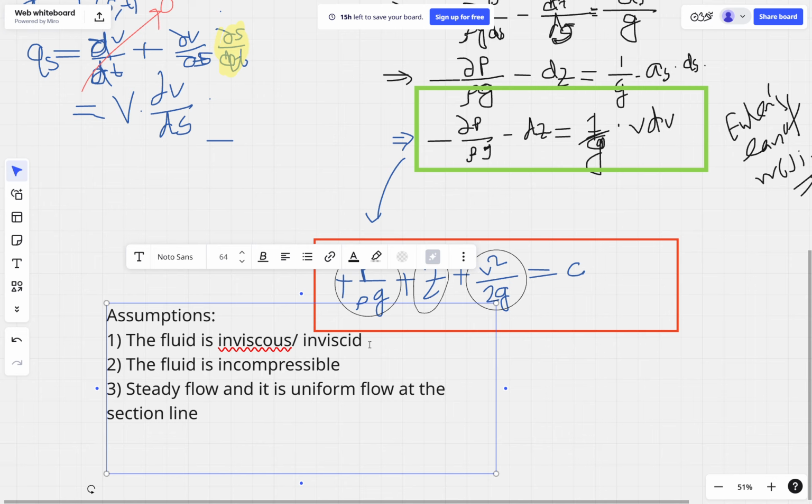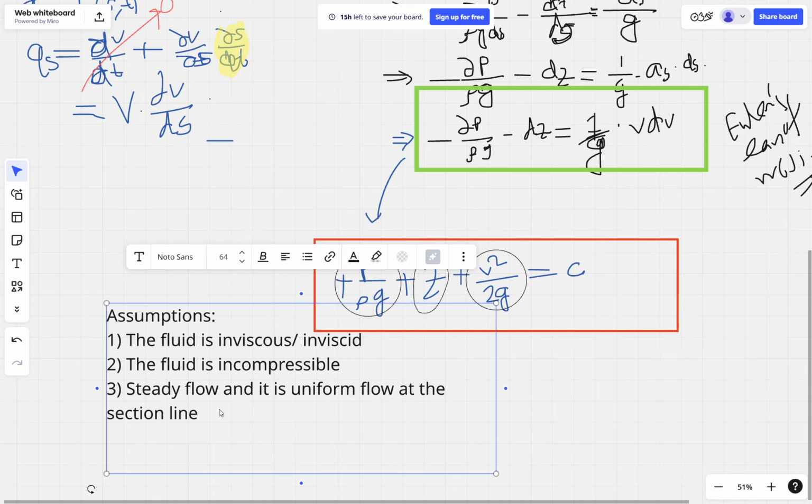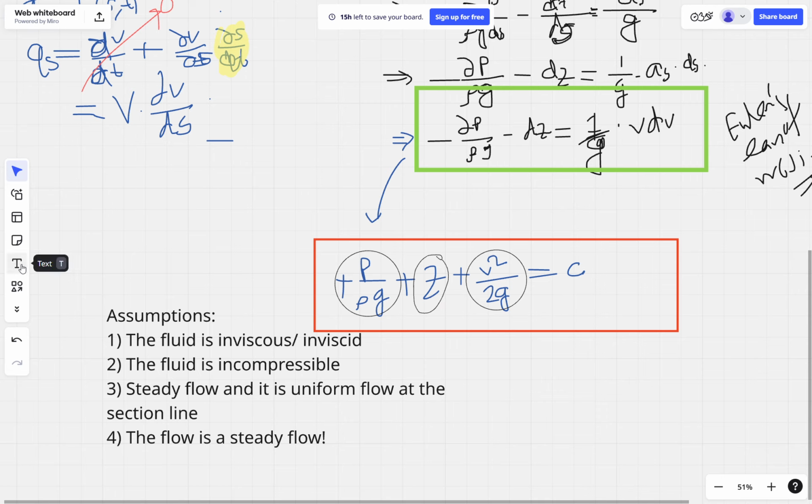These are the assumptions that we have made and discussed. Steady flow, well, there is another one, sorry. So this one, the flow is a steady flow.